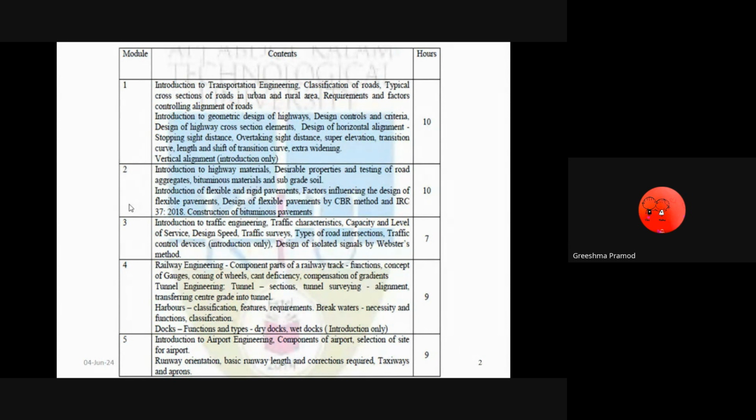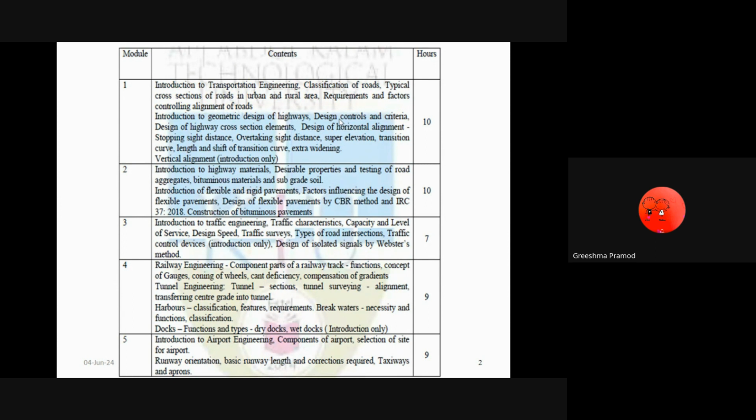Then, what are the factors which control the alignment of roads? You have obligatory points, topography, and geometric design; all these points you need to refer. Then, about the geometric design of highways, the questions that can be asked are: what are the design controls and criteria? What are the design factors that are considered in the geometric design of highways? Then design of highway cross-section elements is also important.